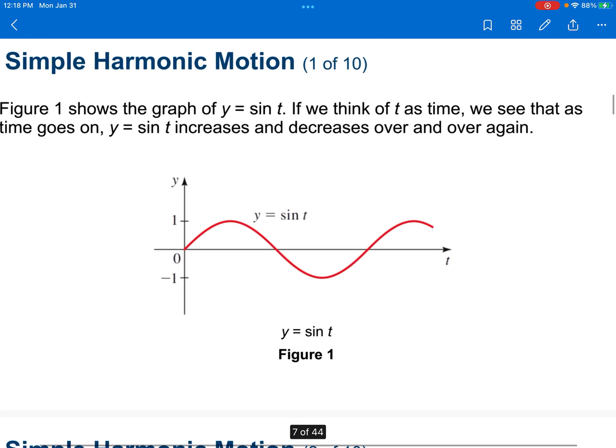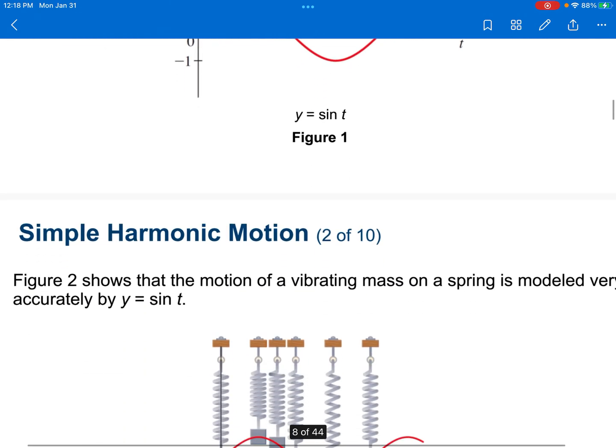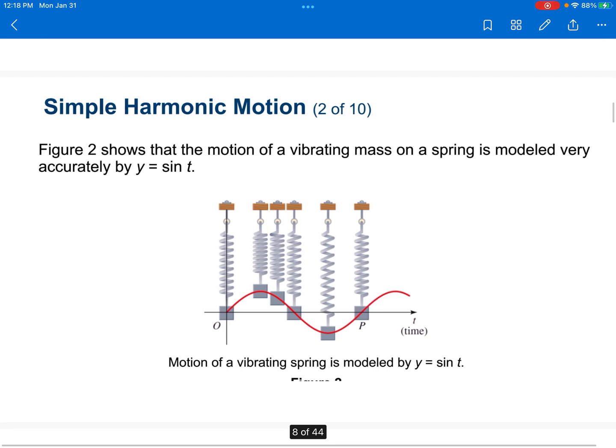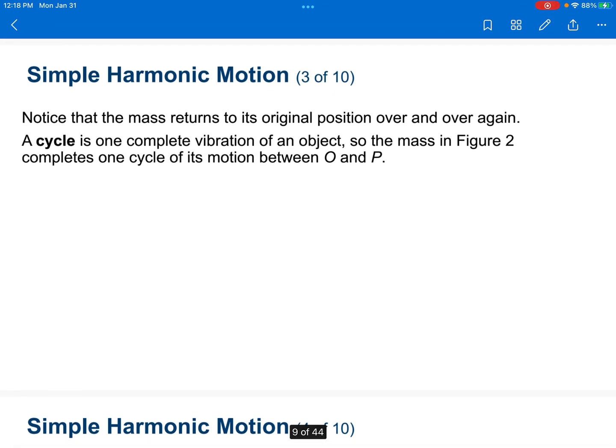So if we think of simple harmonic motion as sine, it would look like a sine wave, just like the sine graph we've talked about. If you put a weight on a spring and pull it down, and it goes up and down and up and down, it's going to model sine. It's literally going to look like a curve like that. Notice that the mass returns to its original position over and over again.